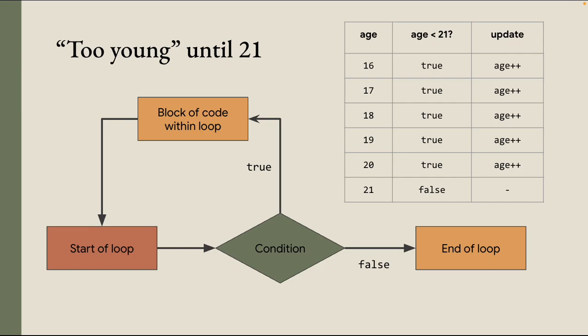17. Yeah, 17, because we did age plus plus. We're gonna check the condition again. Is 17 less than 21? We know that to be true. We execute the block of code again, which is the printout too young.